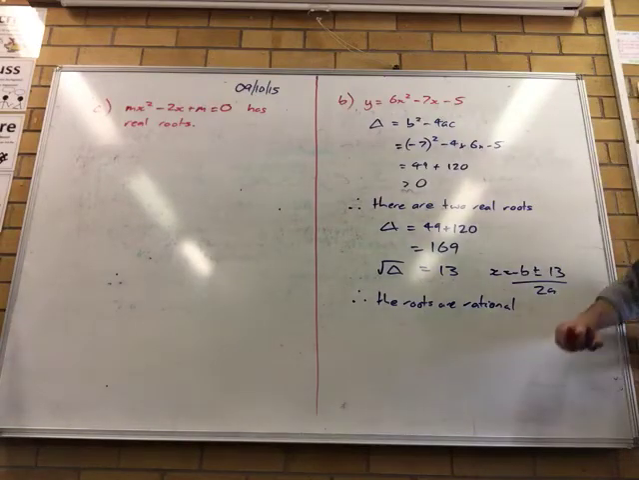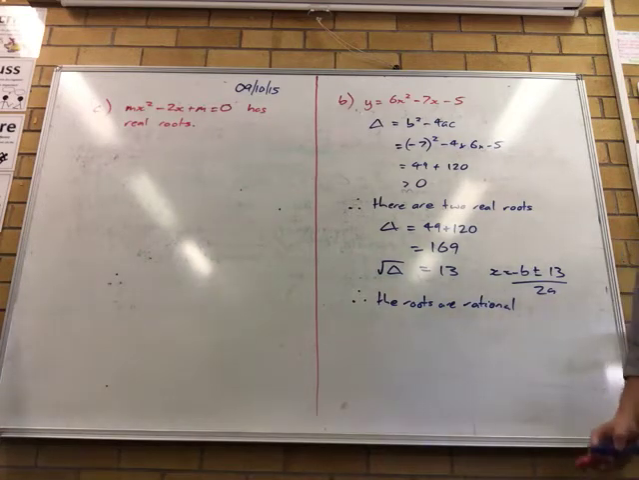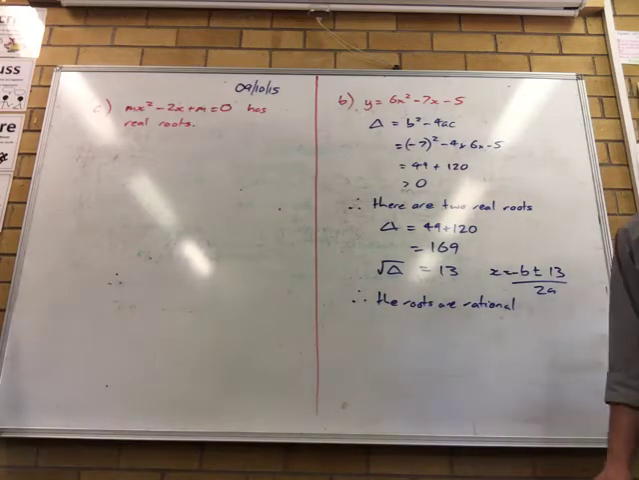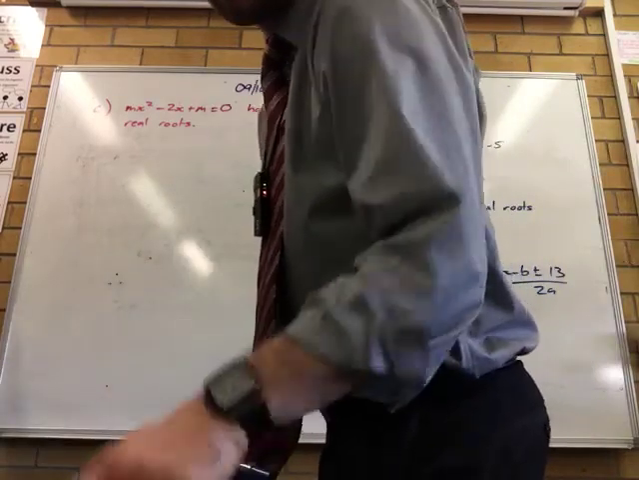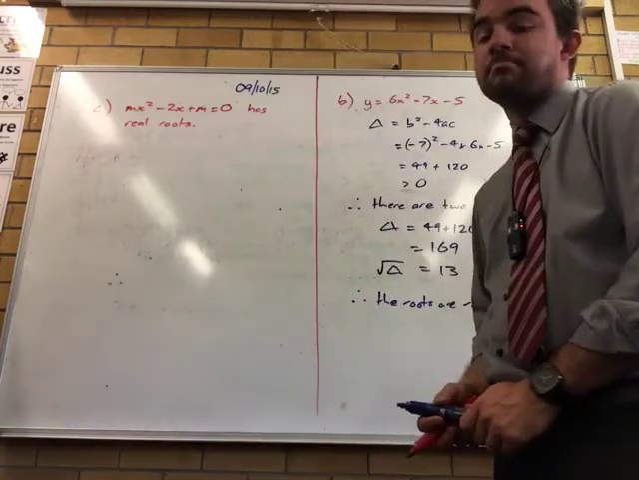How am I going to work this out? b squared take away 4ac is greater than 0. Good. The discriminant is greater than 0. When we have the discriminant greater than 0, we will have 2 real roots. Okay? Could it be greater than or equal to 0? Had real roots.